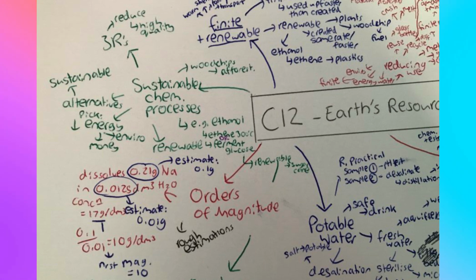For example, there are 2 ways that we can make ethanol. We can heat ethene to 300 degrees C, or we can ferment glucose. Glucose is a renewable resource. It's sugarcane. It comes from plant sources.